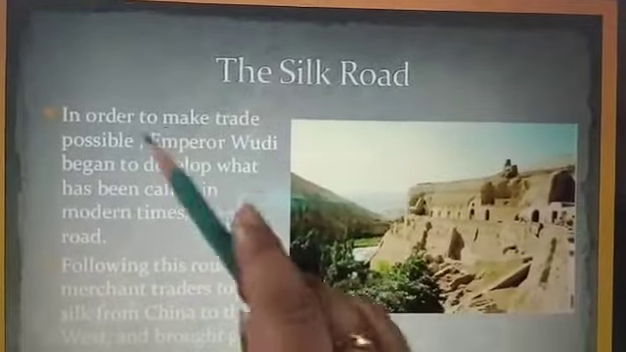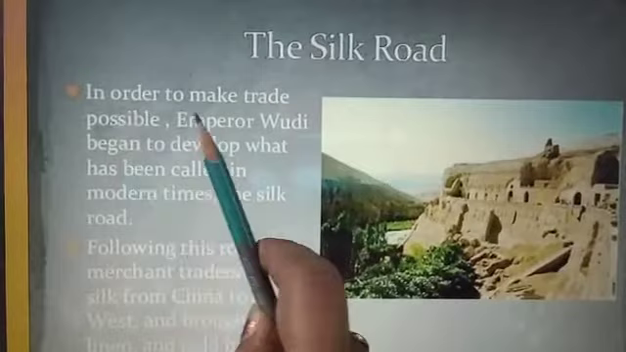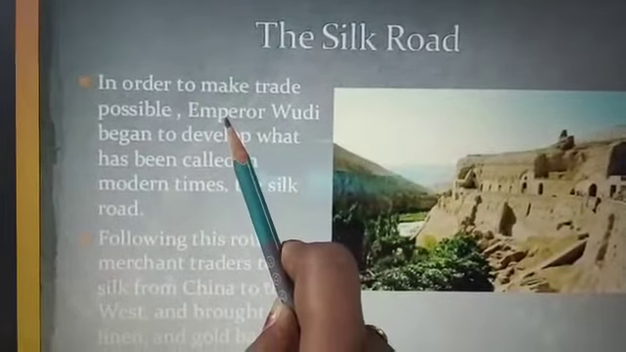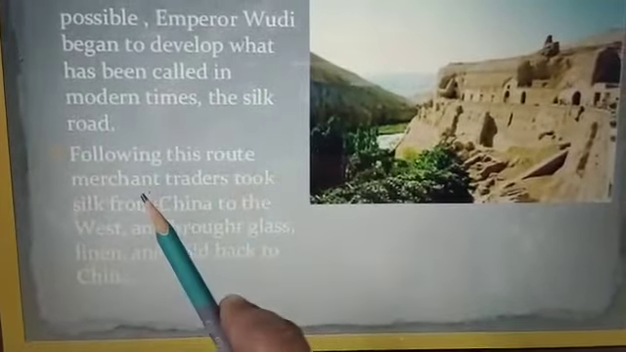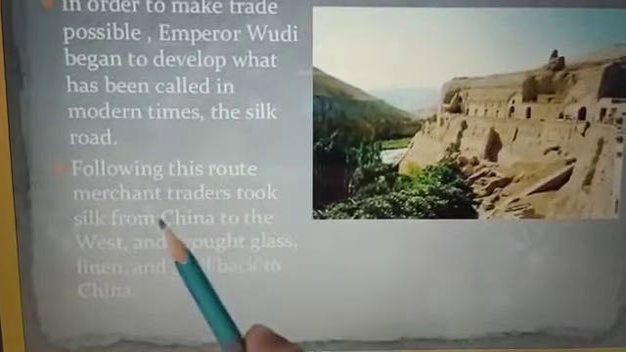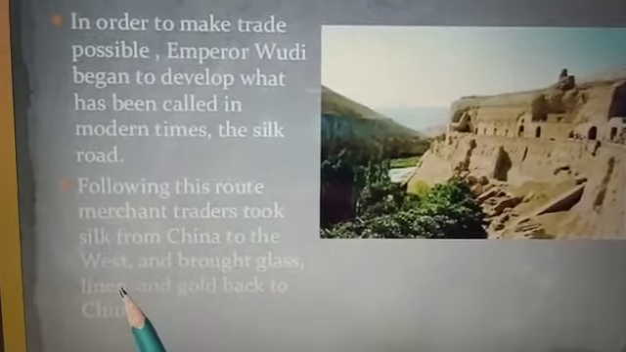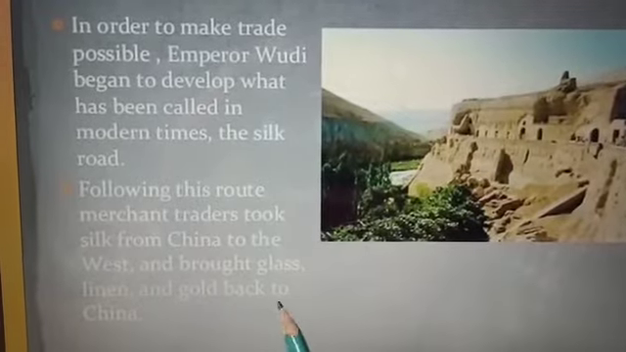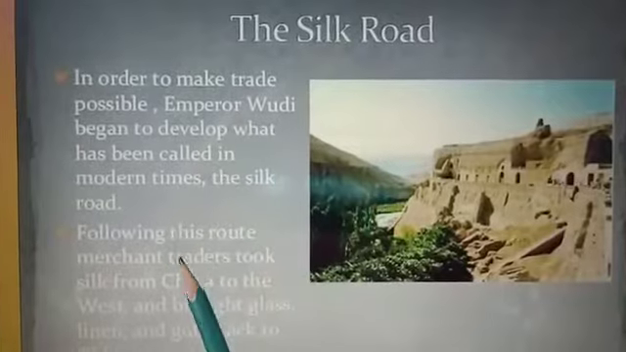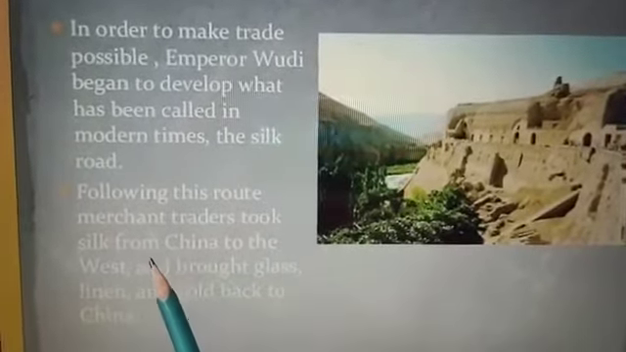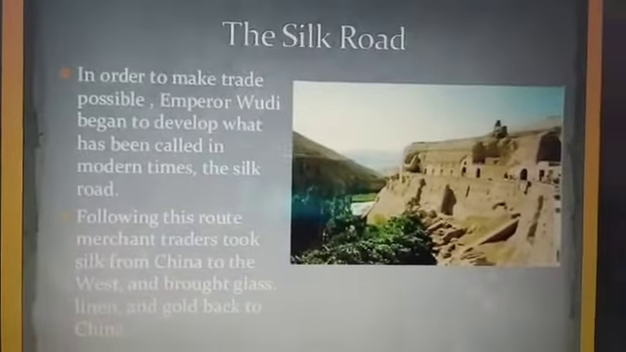The Silk Road. In order to make trade possible, the emperor of that time developed a Silk Road. Following this route, the traders used to take silk from China and bring glass, linen and gold back to China. So this was the Silk Route.